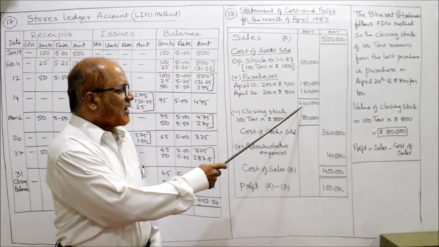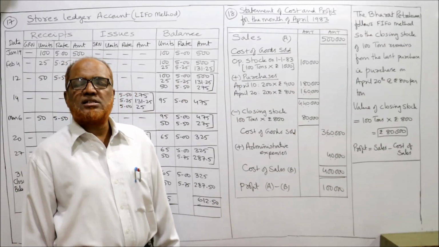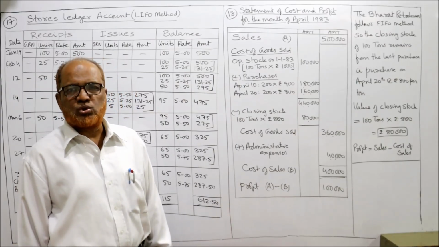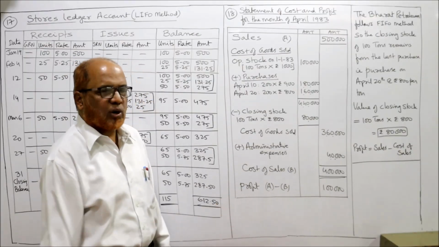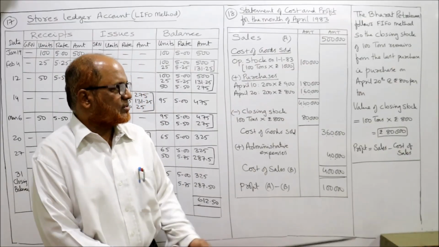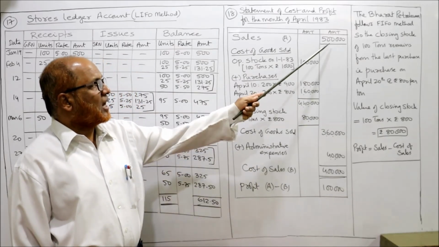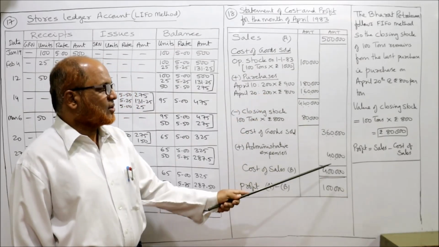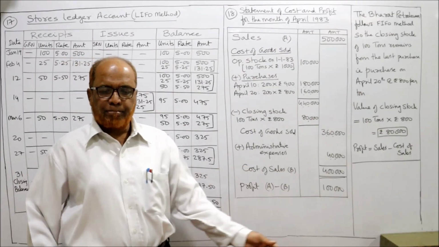Now you subtract 4,40,000 minus 80,000, you get 3,60,000. This 3,60,000 is called cost of goods sold. अब उसमें administrative expenses 40,000, we add up, cost of sales 4 lakh. Then profit is nothing but sales minus cost of sales. So sales are 5 lakh and cost of sales are 4 lakh. So 5 lakh minus 4 lakh, 1 lakh rupees is the profit.